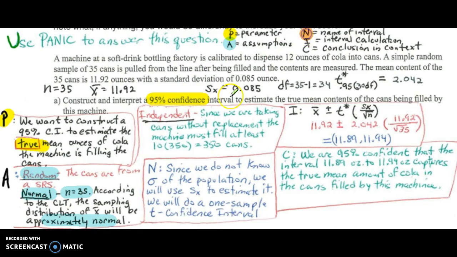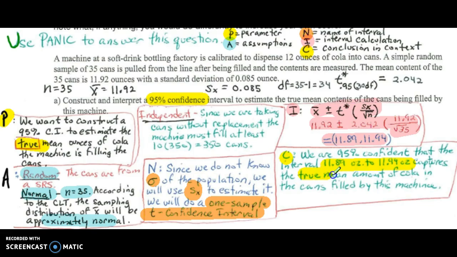And then I'm going to name my interval. Since we don't know what sigma is, and we have to estimate it using the standard deviation of the sample, we are going to do a 1 sample t confidence interval. I am going to do my calculations. Here's my original formula. I'm plugging my numbers in. Here's my confidence interval. I need to interpret it in context of the problem. So we are 95% confident, give the interval.